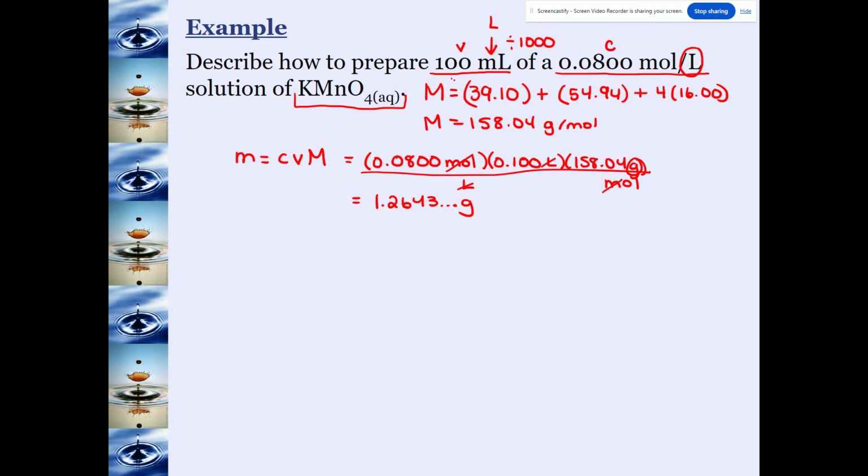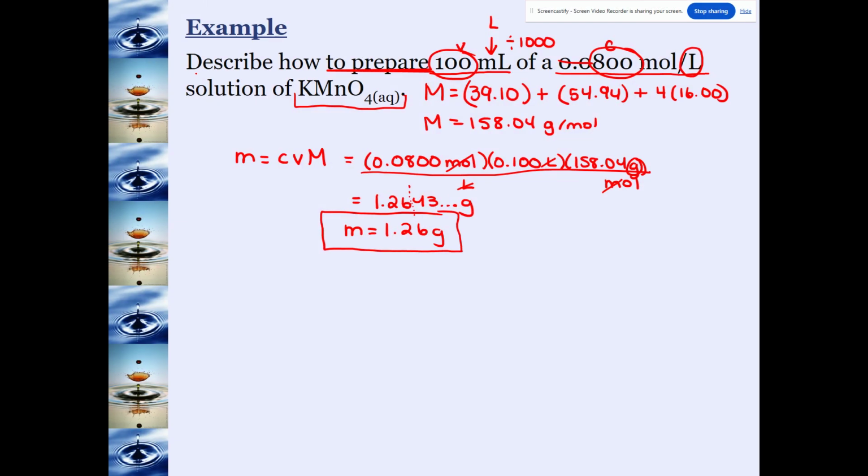Now we still have to follow our sig-dig rules, okay? So I have 3 in my volume, and 3, because leading zeros don't count, in my concentration. So I need 3 sig-digs in my answer. So my final answer will be 1.26 grams, right? I'm cutting it off after the 6. The 4 is not enough to round the 6 up, so it stays at 1.26 grams.